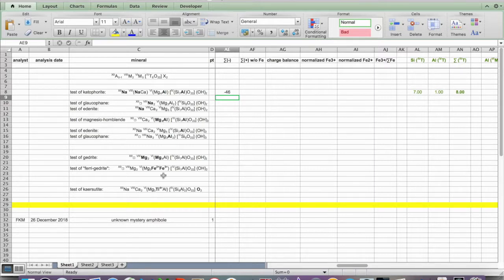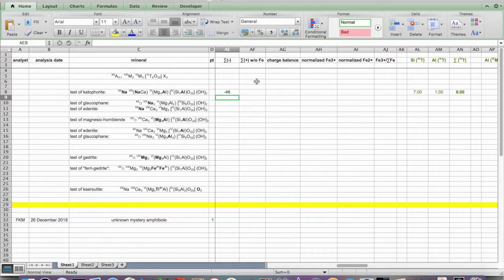But you'll see that later on when we get down here to the quercitite, this -46 is going to end up being -48. And then still later on when we do our mystery amphibole, we're going to have a number in between -46 and -48. Okay, so we've taken care of the sum of the negative charge. Now we want to take a look at the sum of the positive charge, but we don't want to include iron.